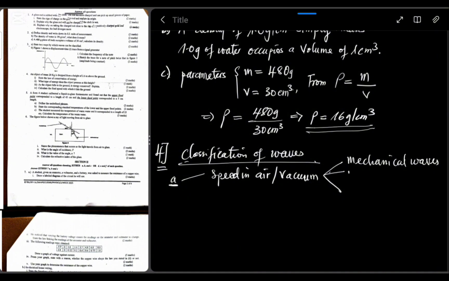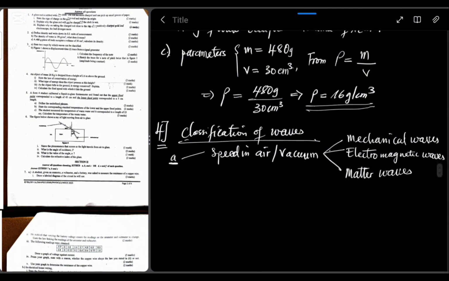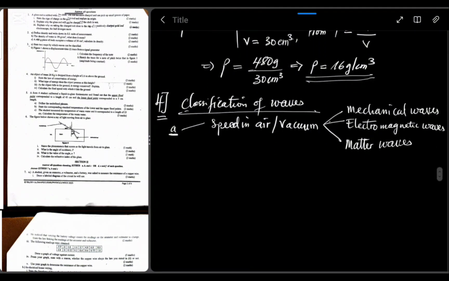2, we have electromagnetic waves, which are waves that do not require material medium for their transfer. In fact, they can travel through vacuum with the speed of light. And lastly, we have matter waves. Normally, these are waves associated with fundamental particles like electrons.